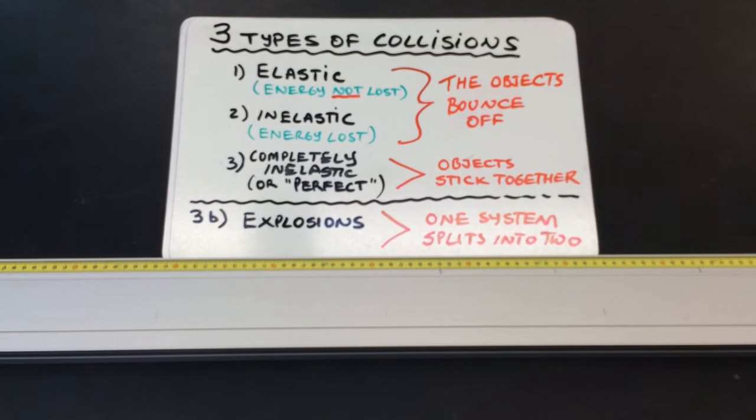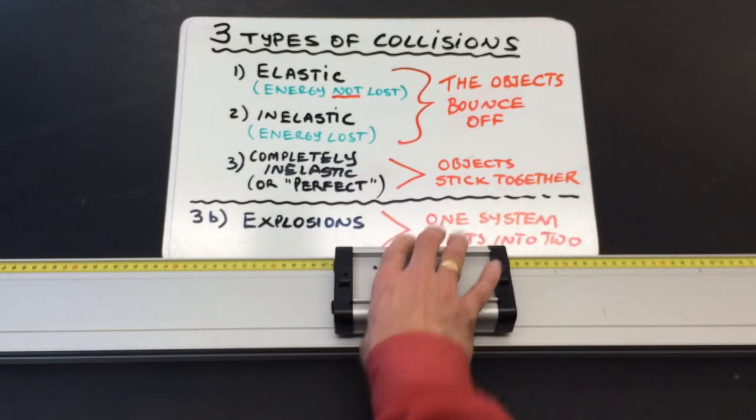In this video, I'm going to demonstrate three types of collisions: elastic, inelastic, and completely inelastic, also known as a perfectly inelastic collision, as well as an explosion. So let's talk about elastic versus inelastic. Elastic collisions only occur between atoms and molecules, so energy is not lost. In an inelastic collision, energy is lost due to the deformation of the objects during a collision. In elastic and inelastic, the objects will bounce off one another.